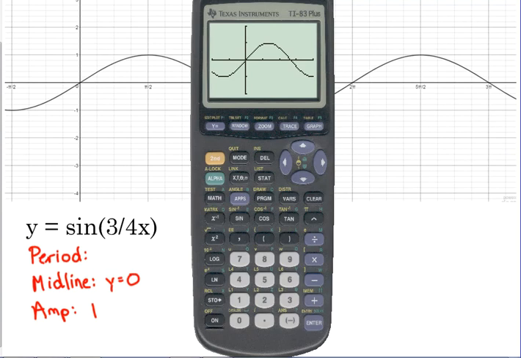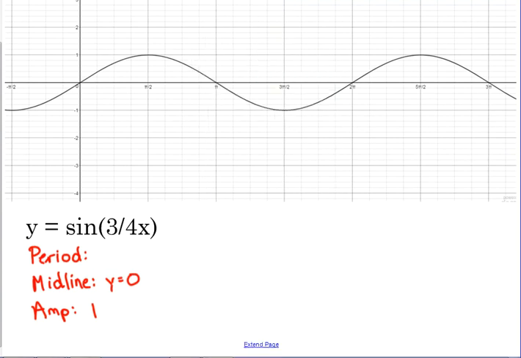Now, it's harder to see this on the graph and figure it out from the graph, so that's why I want to explain it from this perspective. This is the coefficient that we call B, and it always affects our period. So the new period, here's how you find it. It is 2 pi, it's always your standard, divided by that B.